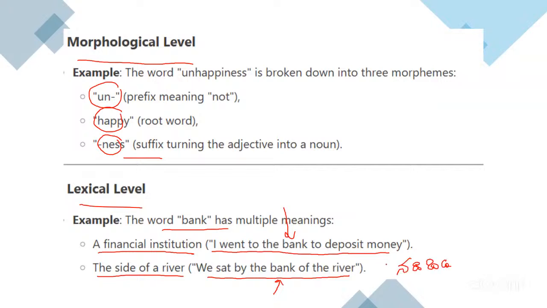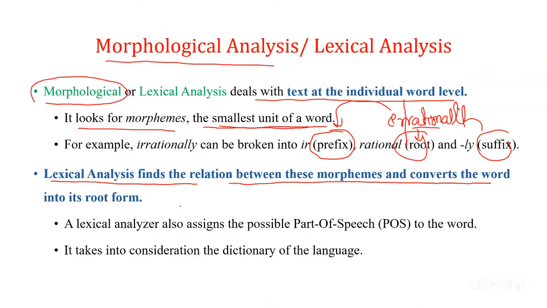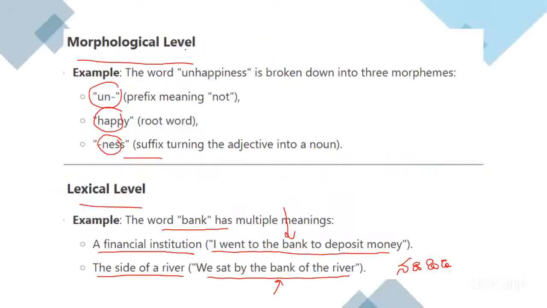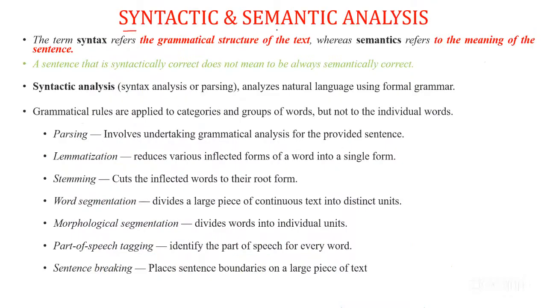That means in lexical analysis, what we will discuss is how we find the relationship between two or more morphemes. Mostly parts of speech tagging is also a best example for lexical analysis. Now, it takes the dictionary of the language into consideration. Then the third and fourth ones are called syntactic and semantic analysis.